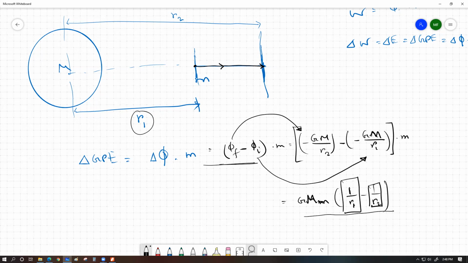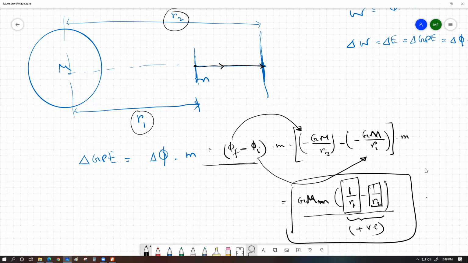Because r2 is a much bigger number, 1/r2 would become a smaller value, and r1 is a smaller number, so 1/r1 will be a larger number. So the subtraction result of this whole thing is going to give you a positive value. So altogether the total product of this thing will become a positive energy, which means to move the object from this point to this point outwards, we're going to need positive energy, which means we have to do external work. An external agent has to provide this energy into the system.